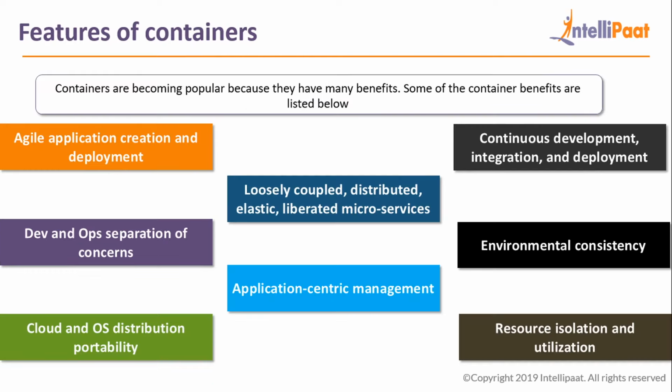And then there were a lot of different features that come with these containers. As you can see, for agile application creation and deployment, they are loosely coupled, so you can have liberated microservices which are independent of each other and work very well. You can have application-centric management. Let's say your application has many smaller application sides, so you can have a dedicated team for the different smaller applications, so that will create a more application-centric approach.